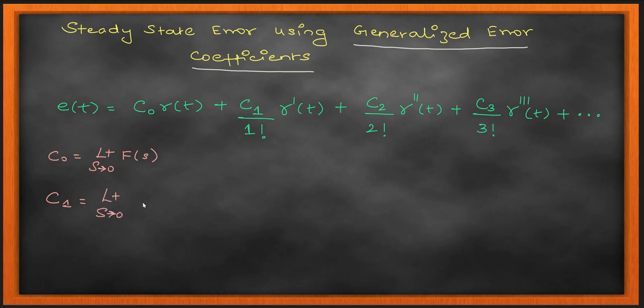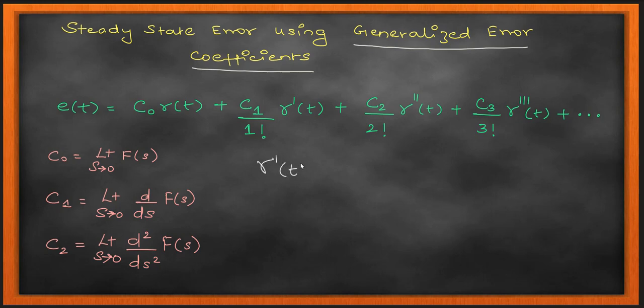So we'll see what these are and how you compute them given a system, a feedback, and an input signal. For any system we have a system function g of s, then we have a feedback function h of s, and then you have your input function r of s. These are the three parameters that don't change in any question, and from these three parameters you have to find the steady state error using this generalized error coefficient method.